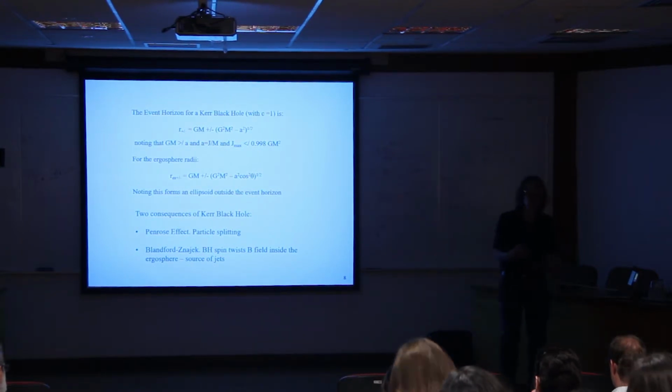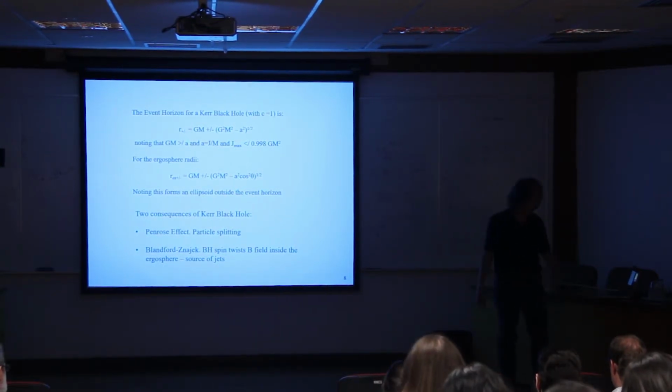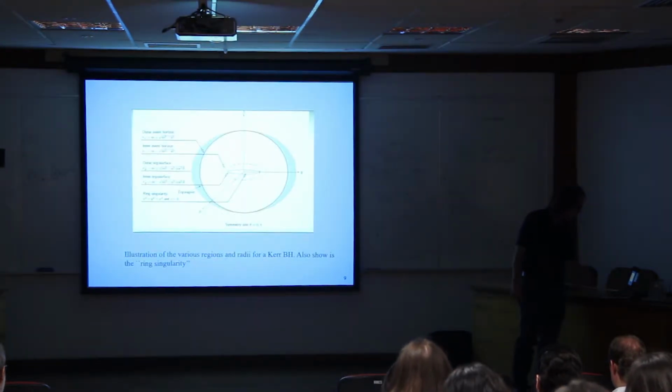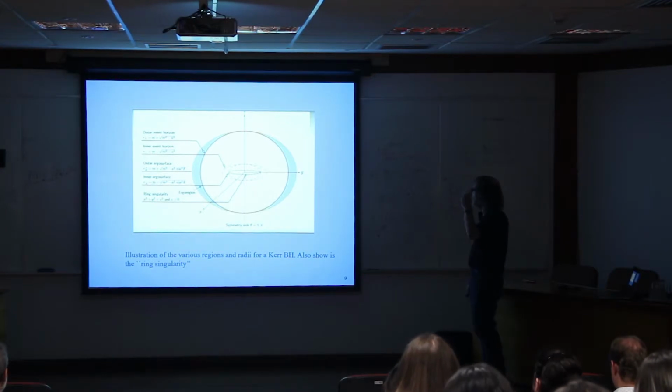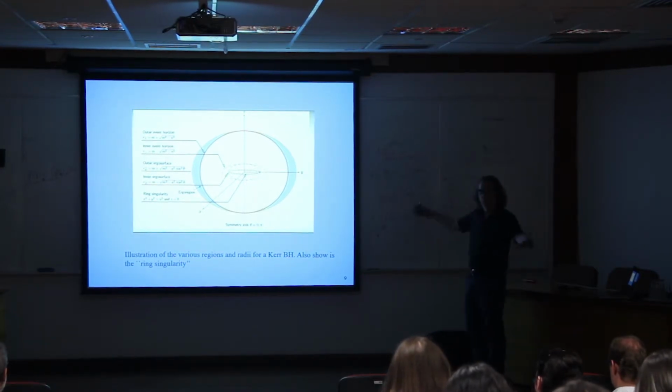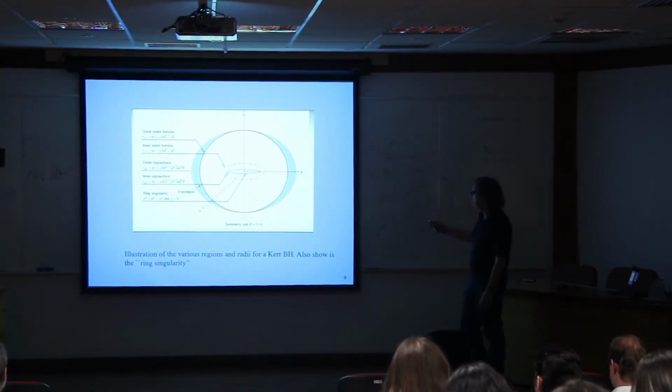Or if it's spinning very slowly, because somehow you have to have a powerful jet created. So here's a picture again of what I was talking about, the various regions and radii for a Kerr black hole, kind of a better schematic than the small one I showed you before.